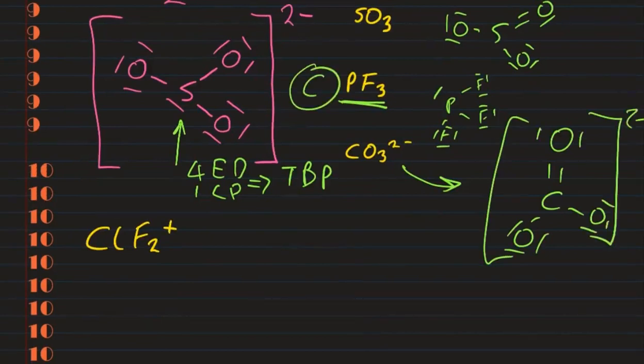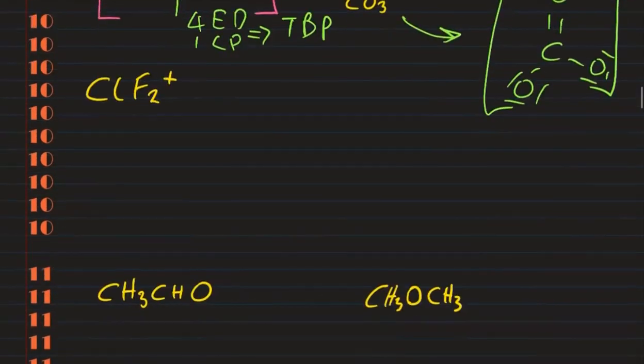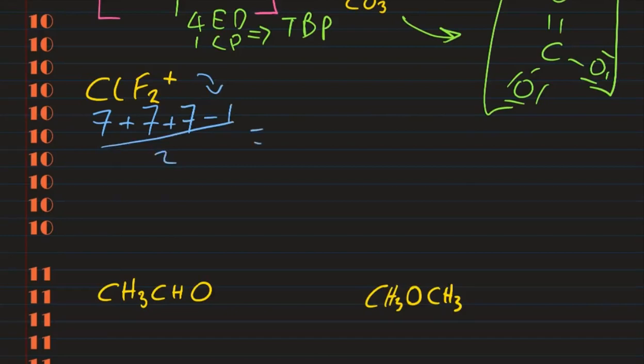Next question. So another Lewis structure one. Chlorine is in group 17, so it has 7 valence electrons, same for fluorine, and I have to take an electron off, that's why it's positive. I want pairs, divide by 2, which gives me 10.